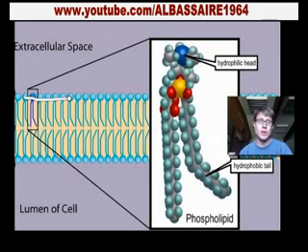All of the heads will line up next to each other. All the polar parts of the phospholipids will line up. And so the surface of a cell membrane is going to have a charge. And then on the inside, there's going to be no charge. And all the tails will face the inside.